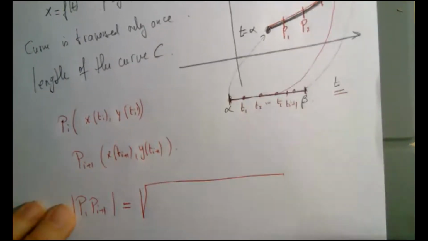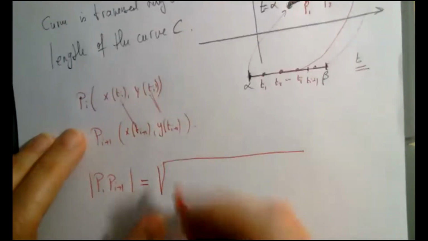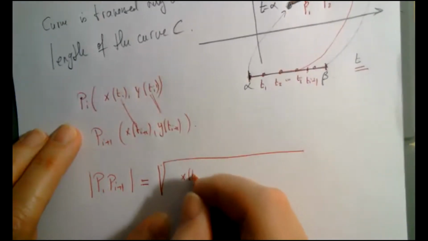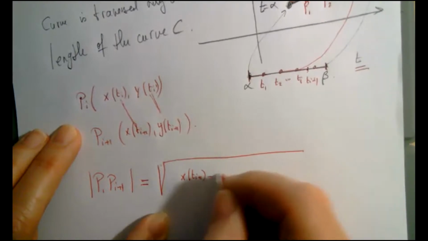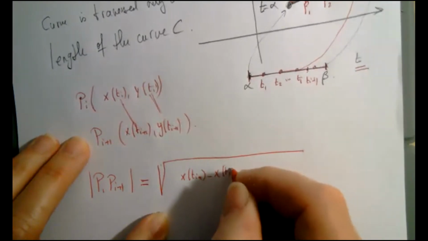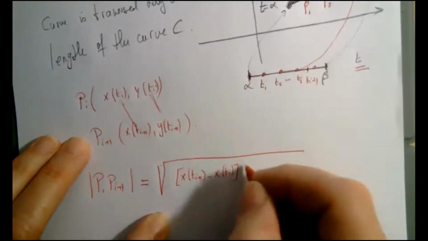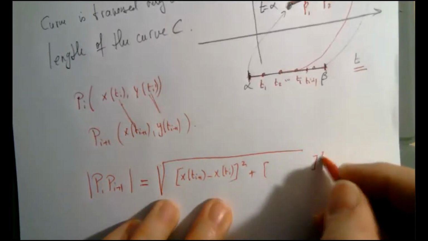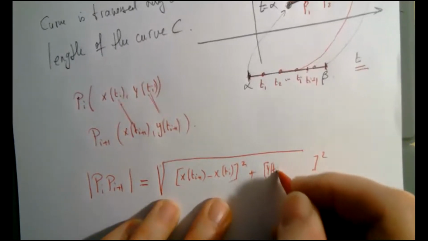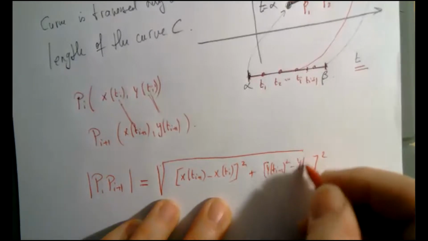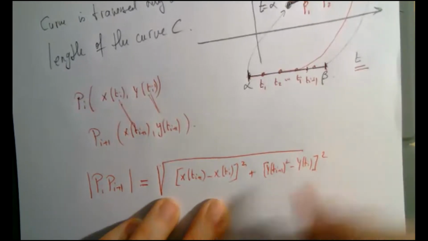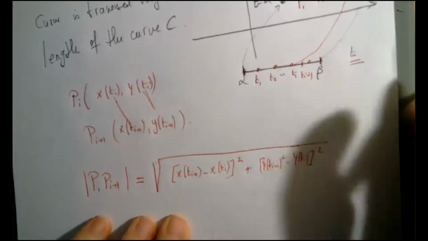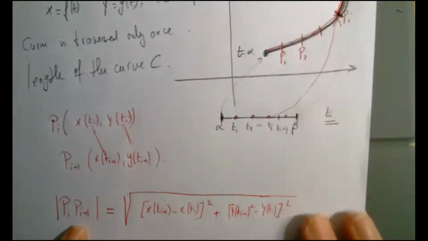The length of any segment is the change in x square plus the change in y square. So here I will have x at Ti plus 1 minus x at Ti, square, plus, so that's the change in x, square, y at Ti plus 1 minus the y at Ti. So there is no way out. I'm finding the length of this interval.